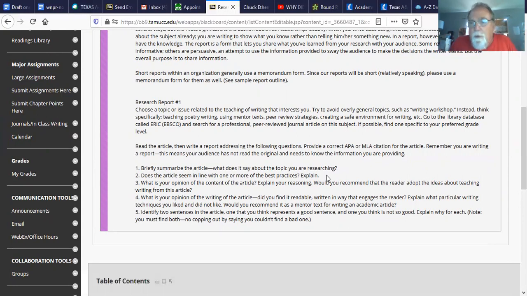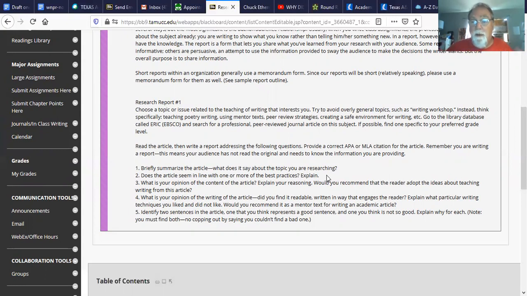What's your opinion of the article? Does it make sense or not? And again, you don't have to like the article. I just want you to explain what your reaction is. Would you recommend some ideas from the article or not? Why not? And a different question, what is your opinion of the writing of the article? You could think, hey, this is a good article, but the writing doesn't work so much. Did you find it readable, written in a way that engages the reader? Or did you have to read it several times to figure out what's going on?